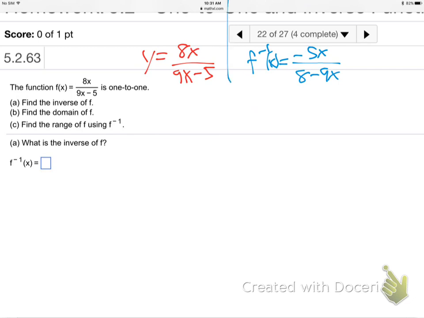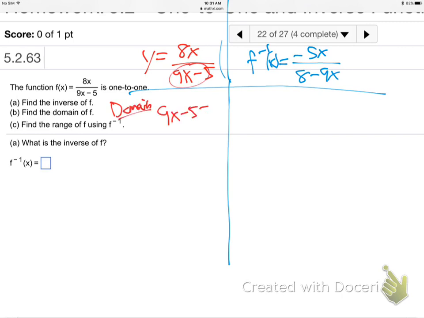So now we're going to find domain and range on those. So how do we find domain and range? You know the deal. Let's find the domain over here first off. What's the domain on this one? Denominator not equal to 0. Jump it over. 9x is not 5. Divide by 9. x is not 5/9. What's the domain on the other one?